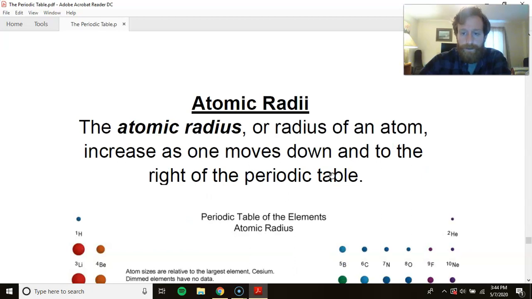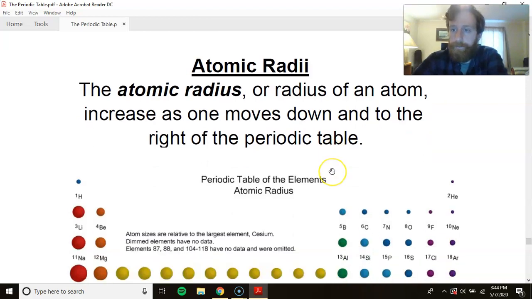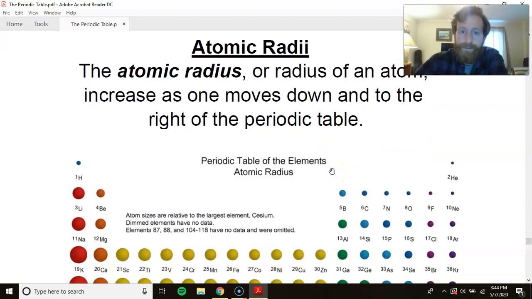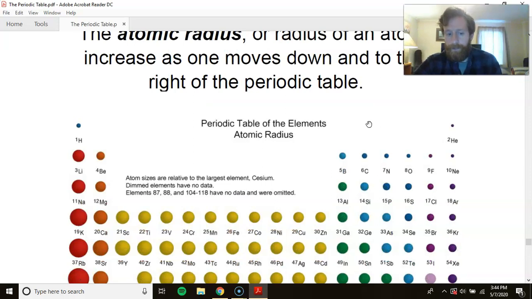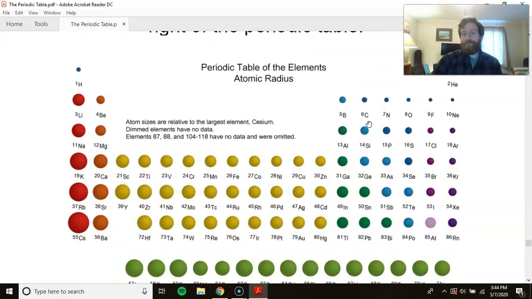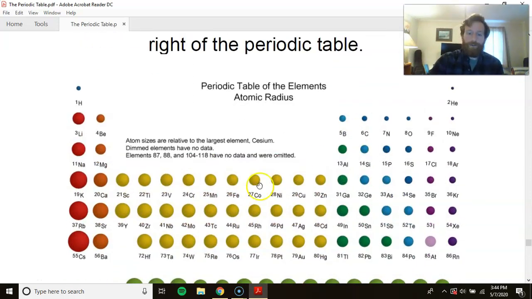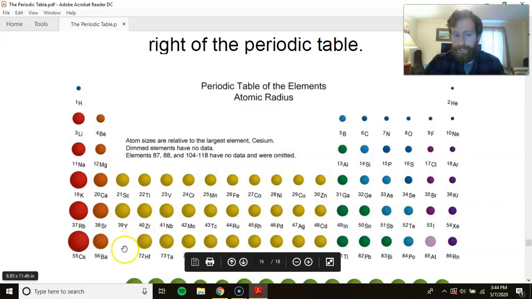Atomic radius. If we think of atoms like a sphere, if we simplify them down to a sphere, the atomic radius is the distance from the center to the outside. So it's kind of a measure of how large the atom is. The atomic radius or radius of an atom increases as one moves down into the right of the periodic table. So what I mean by that is we talk about periodic trends by saying in what direction on the periodic table is that property maximized.